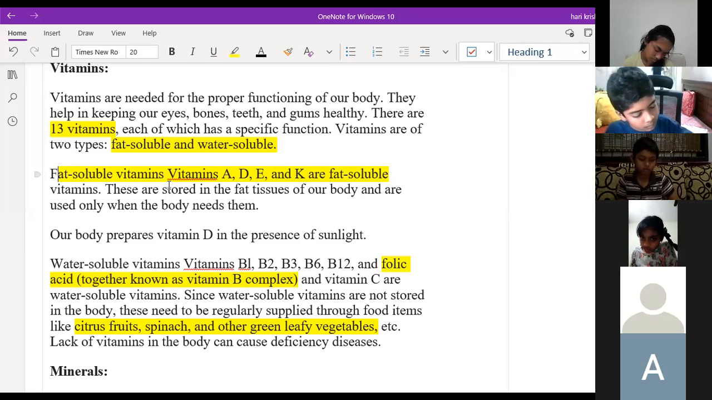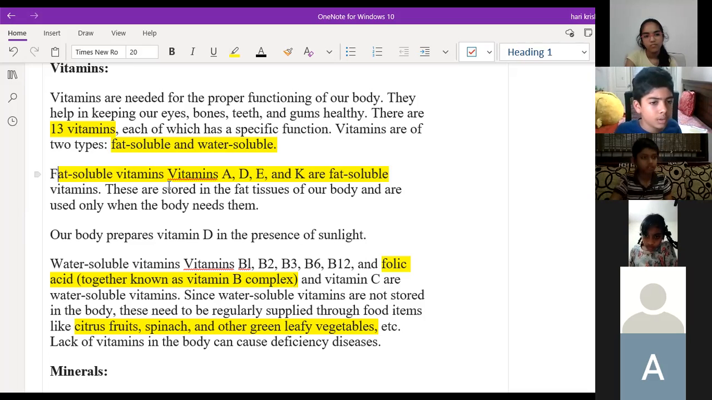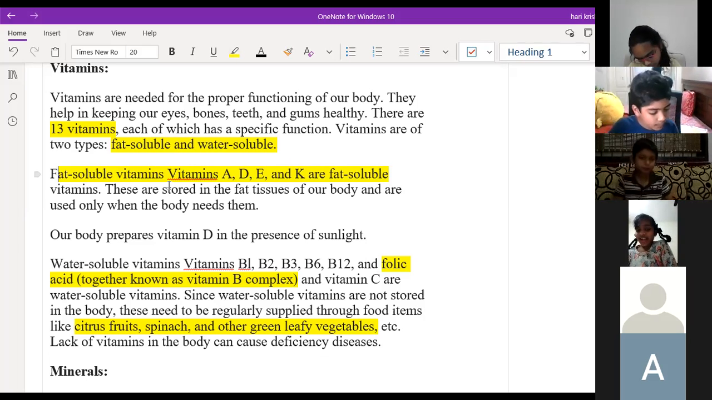Can we store the water soluble vitamins in the body? No. We cannot store the water soluble vitamins in the body easily, because we always regulate the water. It will go out of our body through sweating, urine and everything. So water soluble vitamins we have to take at regular intervals of time.